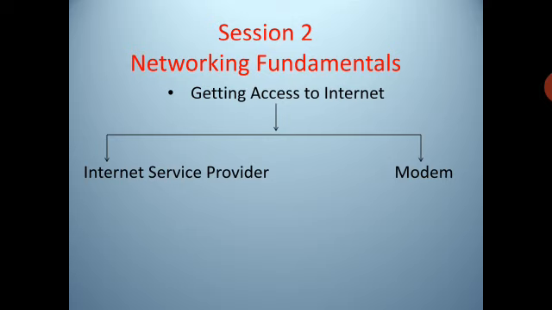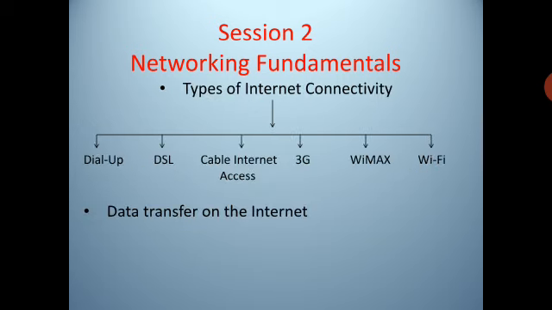Now, the next topic of the network fundamentals is types of internet connectivity. There are 6 types of internet connectivity. These are dial up. It is a form of internet access that uses the public switched telephone network to establish an internet connection via telephone lines using a modem. In this type of connection, the user dials a particular number provided by the internet service provider to gain access to the internet.